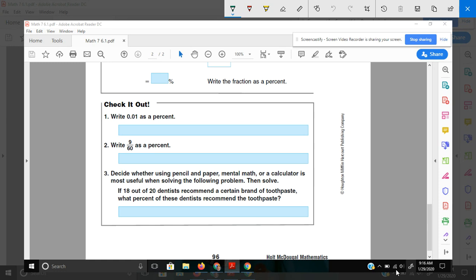All right, for the first one, this is 0.01. I want to make my decimal a percent. I'll move it 2 spots to the right. I'll make it 1.0 or 1%.